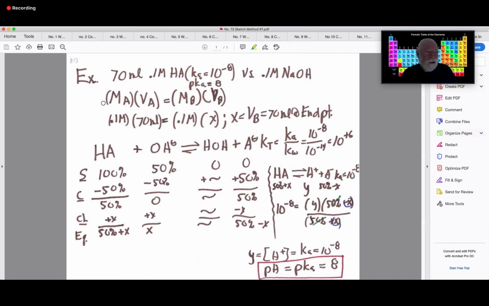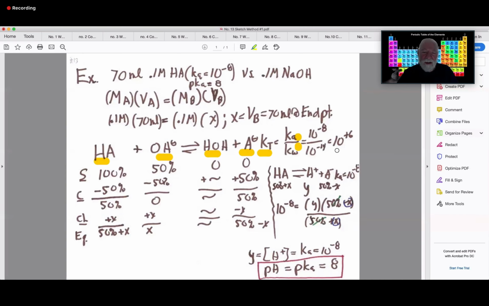Okay, now we've got the good old equation, molarity times volume equals molarity times volume. So plugging in the numbers, 0.1 times 70 equals 0.1 times X. Obviously X is 70. That will be the endpoint of this. Now let's write down the titration equation. Okay, so you've seen this before. The weak acid HA reacts with hydroxide to give you water and the conjugate base. Now you're going to need the Kt, and think alphabetically. Ka over Kw will get you the Kt. So the Ka is given, 10 to the -8. Kw is 10 to the -14.